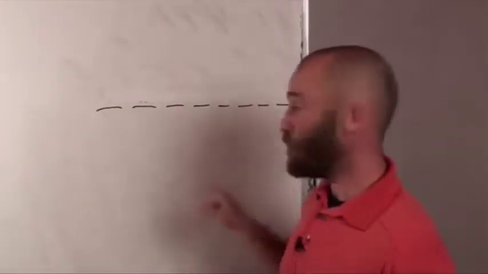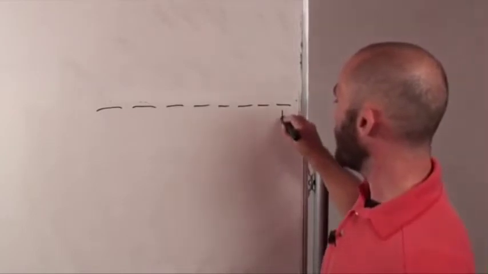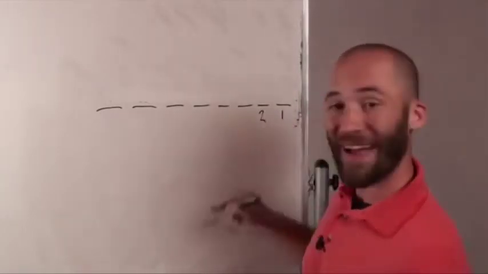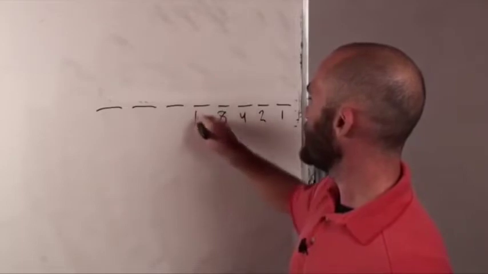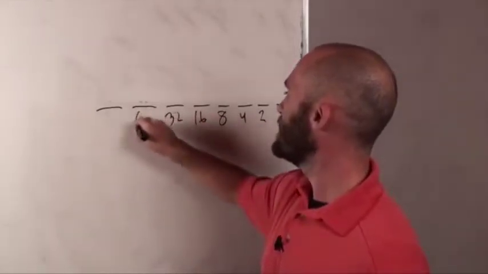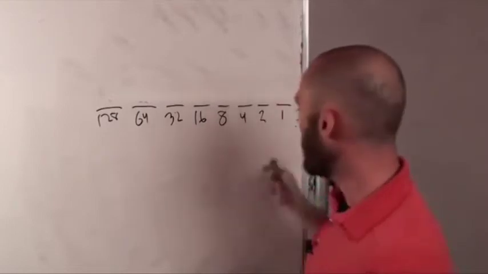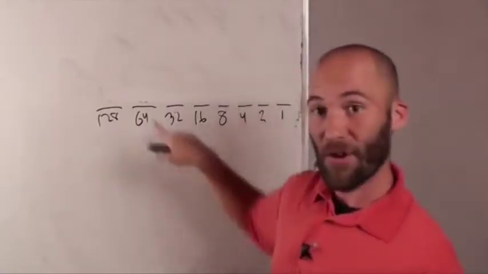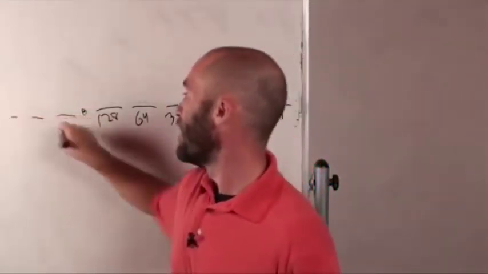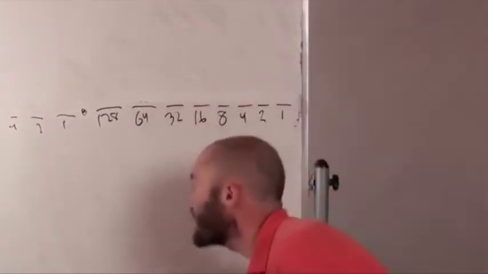Now, how we get to the numbers then is, starting on the right-hand side, we give each one of these spaces a number value. So here, this number value is 1. The second one in is 2, and it keeps doubling. So 1, 2, 4, 8, 16, 32, 64, 128. So these are the number values for these octets. Then if you go to the next octet, you start over again. So each octet is entirely separate.